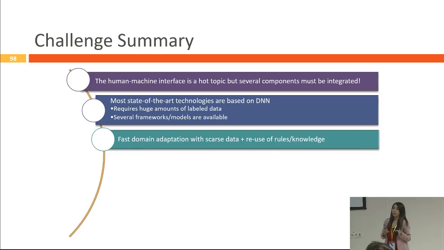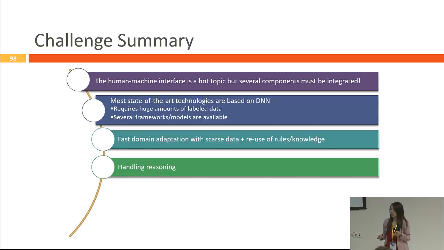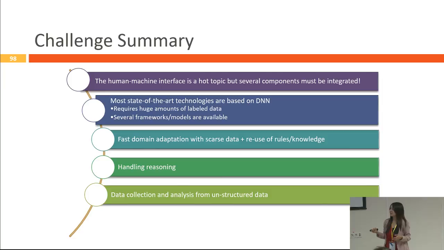Reasoning is very difficult, and for current products, there's no reasoning function. But humans can do reasoning. We know the current sentence is related to the previous one, so we can have the reasoning step. But for the system, we currently do not have this function, and it's very difficult because we still need to know how humans do reasoning. Data collection and analysis is also important.